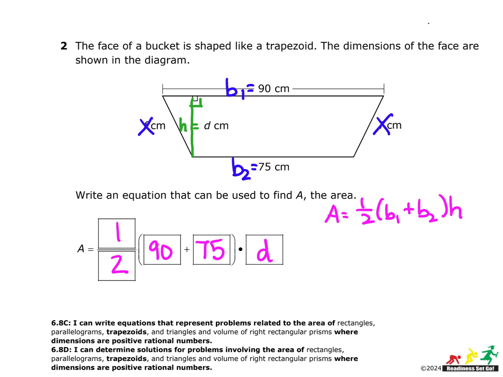The most important thing when you're using a formula, don't let it confuse you. You're just substituting in your numbers for the letters, okay? So don't be scared by it. Just practice substituting in those numbers. All right, you got this.